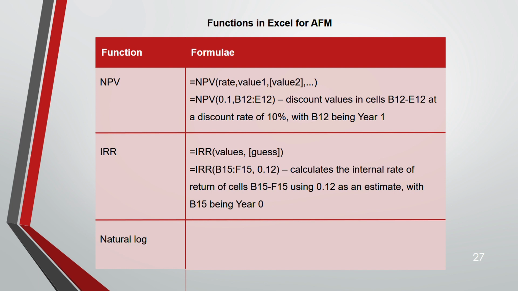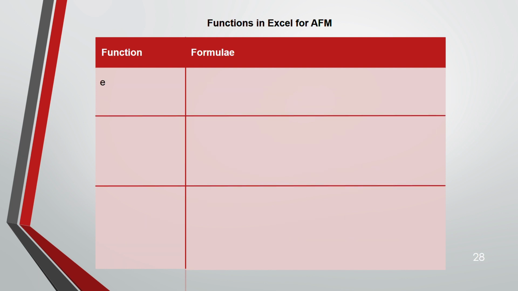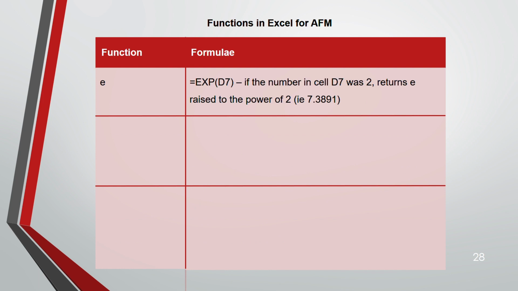Natural log, this also we use for real option only. But since now the Black-Scholes option pricing model is there, you don't have to do all this work any longer. To do natural logarithm, it should be a number on a number. So let's say the number in cell B5 was 1. Natural logarithm of 1 will be 0. E, exponential. Let's say exponential in cell D7, let's say it's 2. That means E to the power 2, which will give you 7.3891.